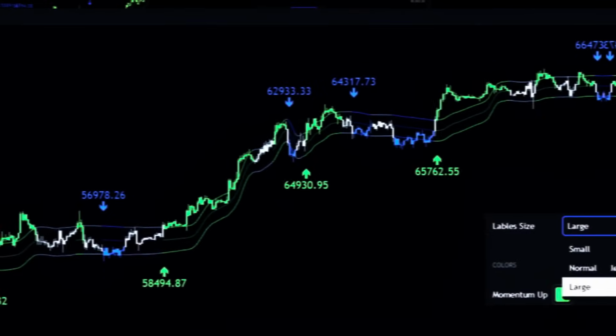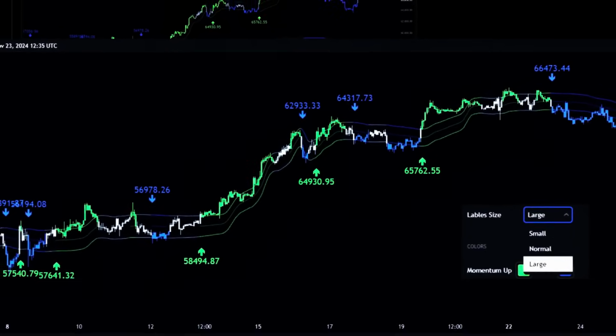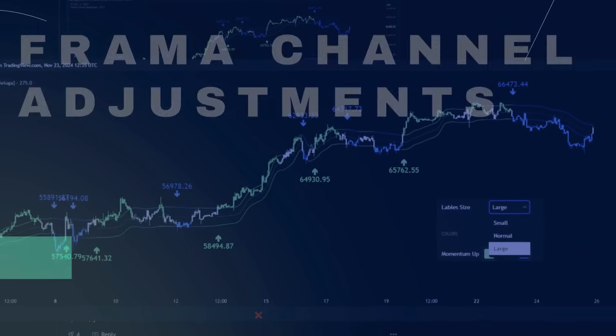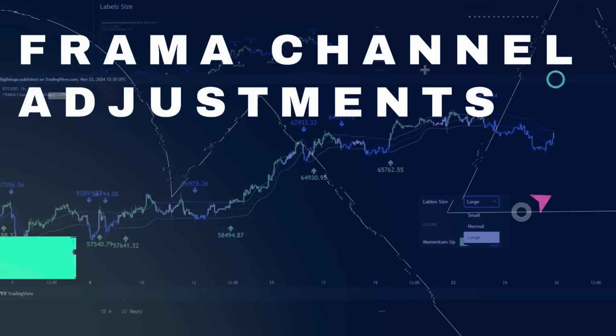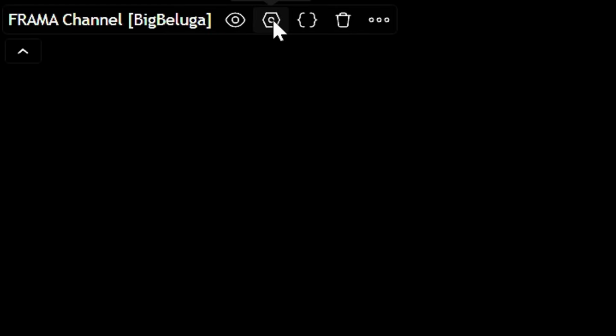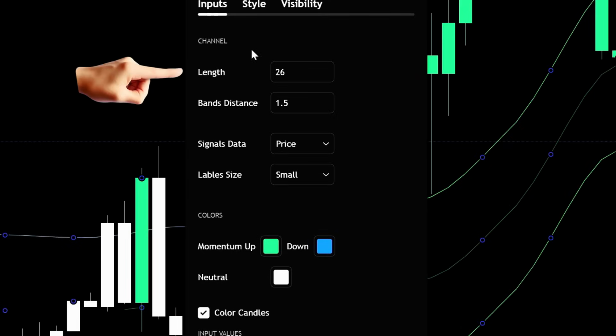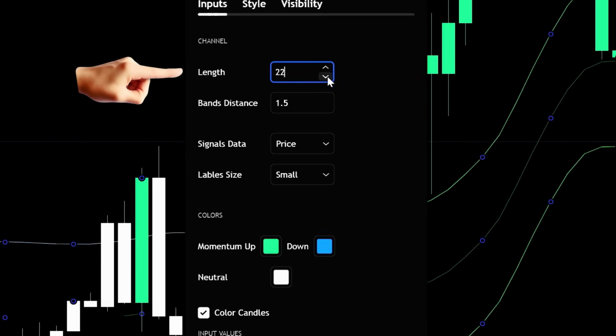ranging periods. Okay, so while the Fama Channel is an awesome TradingView indicator on its own, I found a few tweaks in the settings can make it even better. For the Fama Channel specifically, just change the length setting to 20. That's it for the Fama Channel settings.